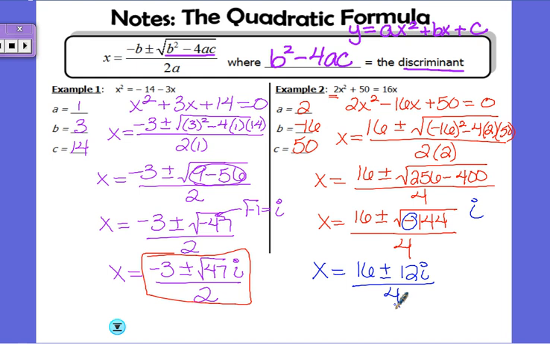Take a look at the numbers that we have: a 16, a 12, and a 4. What can go into all of those numbers? 2 does go into all of them. However, 4 also goes into all of them. So let's reduce everything by 4. So our final answer is going to be 4 plus or minus 3i. We want to make sure that we're reducing everything completely.